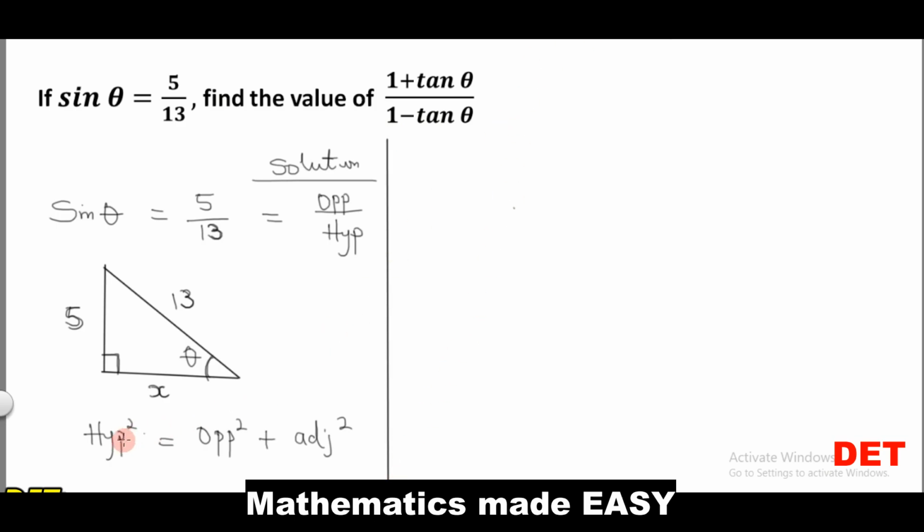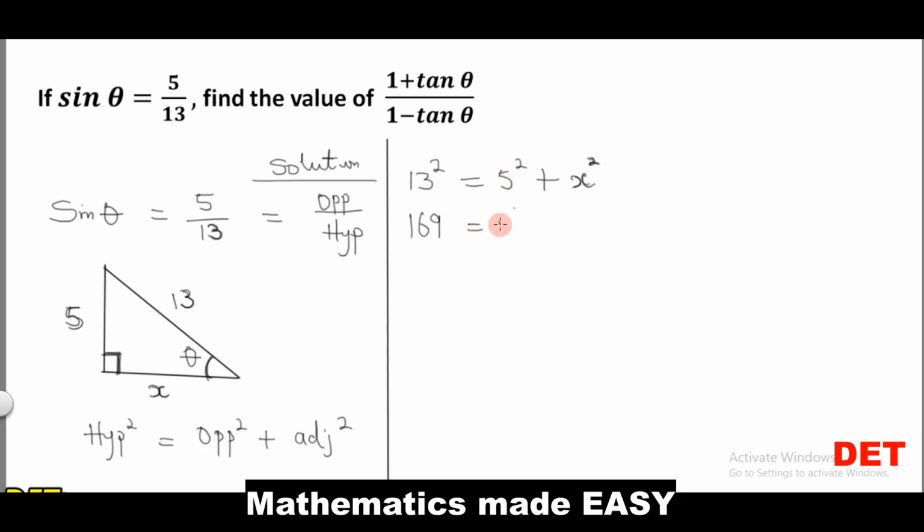Okay, so what is my hypotenuse? My hypotenuse is the side facing this right angle, and that is 13. So that will be 13 squared is equal to, what is my opposite? My opposite is the side facing this acute angle, and it is 5. So 5 squared plus my adjacent. My adjacent is the side where this right angle and this acute angle lies, and that is x, right? X squared.